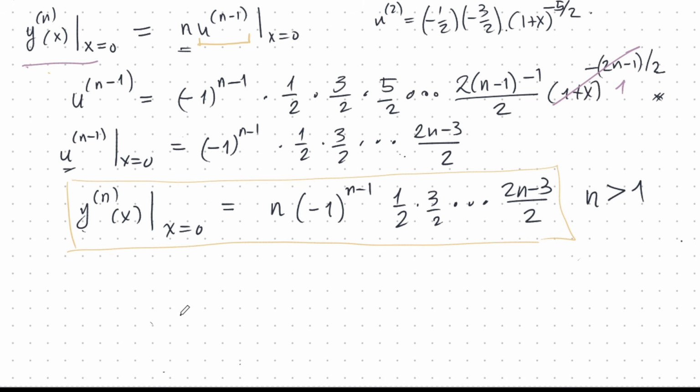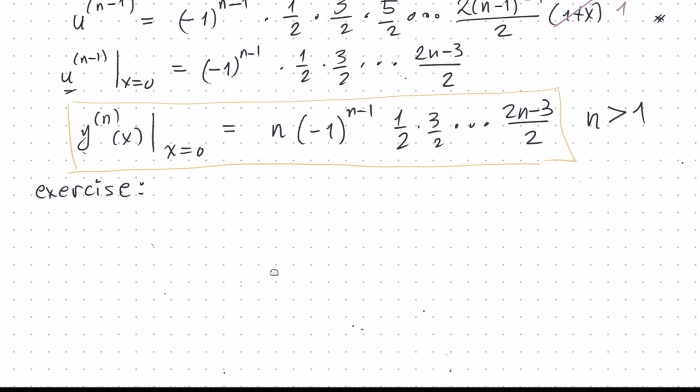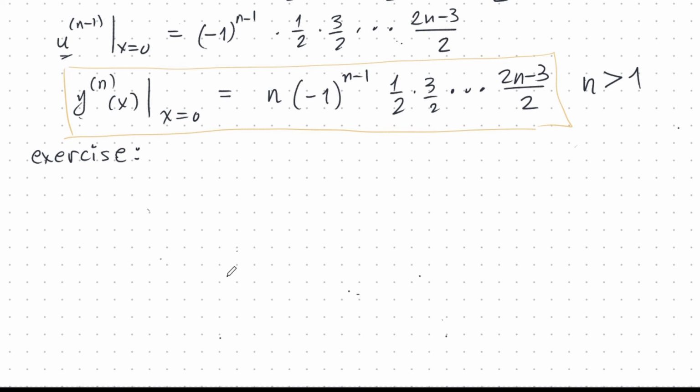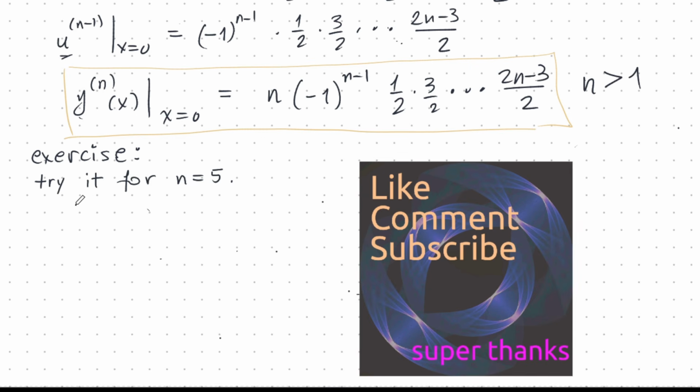We did it. Of course, I should leave you with an exercise. Try it for n equals 5. Do you get 525 over 16? I somehow wrote 526 over 16 in the earlier part of the video, but it should be 525 over 16. So do you get that for your b of n? This is b of n when n is greater than 1. You should get that.